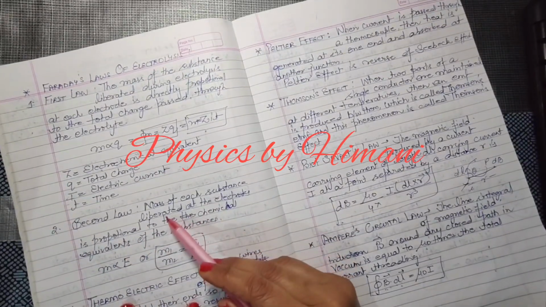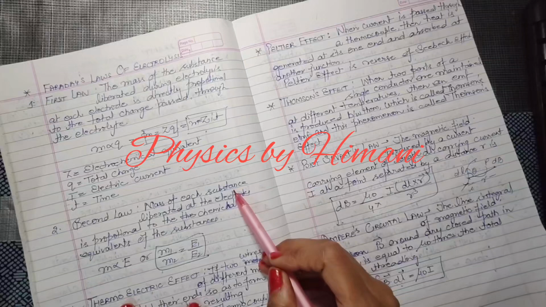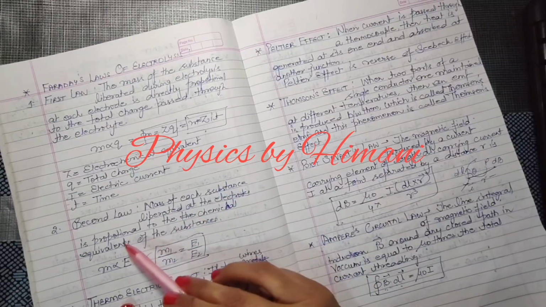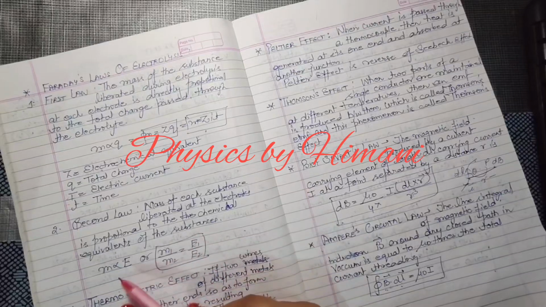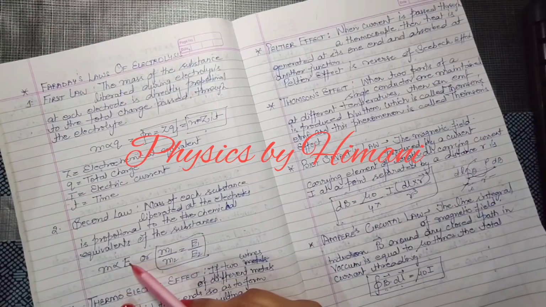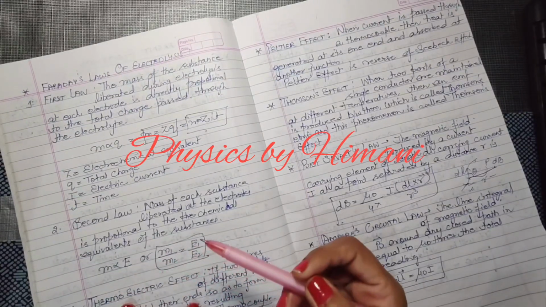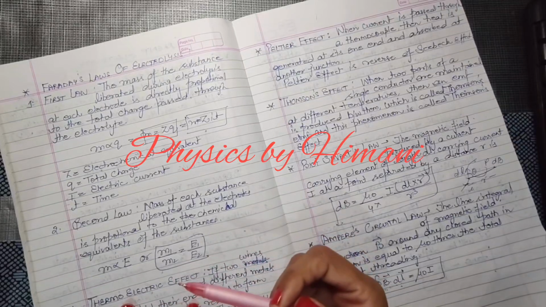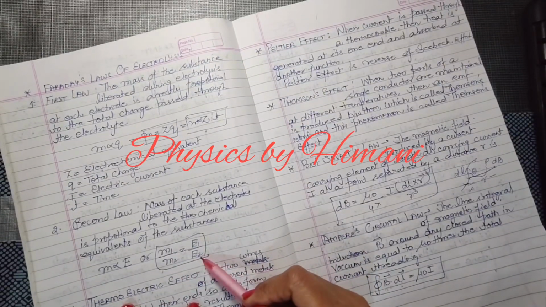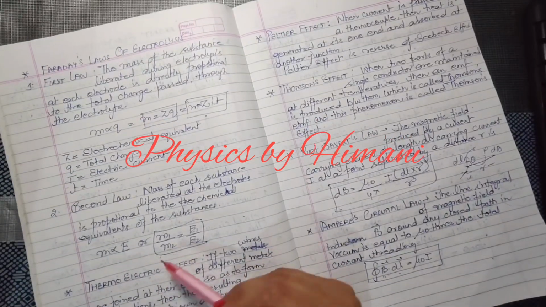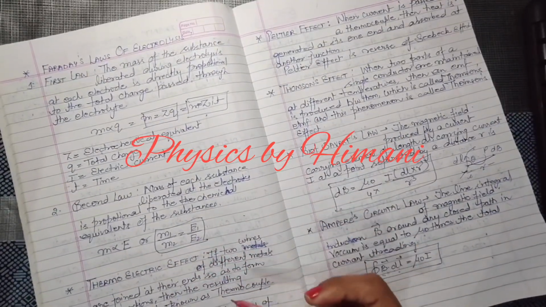Second law. What does Faraday's second law say? Mass of each substance liberated at the electrodes is proportional to the chemical equivalents of the substances. Small m is directly proportional to E, केमिकल इक्विवेलेंट्स, और Z भी बोल सकते हैं आप इसे, m1 upon m2 is equal to e1 upon e2, क्योंकि प्रोपोर्शनल है, दोनों सब्सटेंस के लिए ये वैल्यू आएगी.